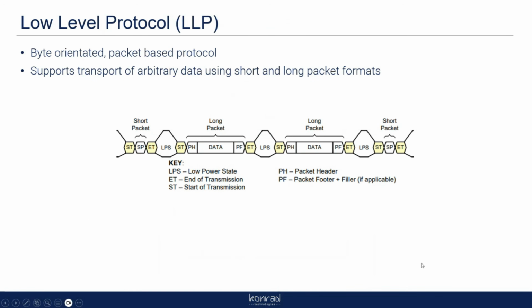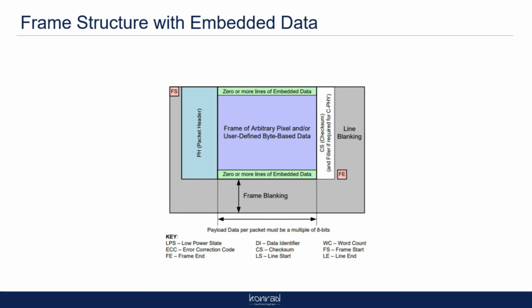And so the LLP, the part we deal with a lot of, is low-level protocol, and it's a packet. You have short packets and you have long packets. And in the long packet is your actual data. That's where your pixel goes. And so more LLPs built up. You have a frame start, and then you have a packet header.